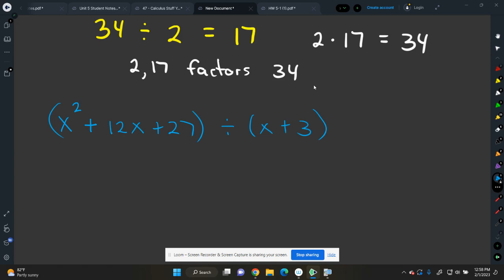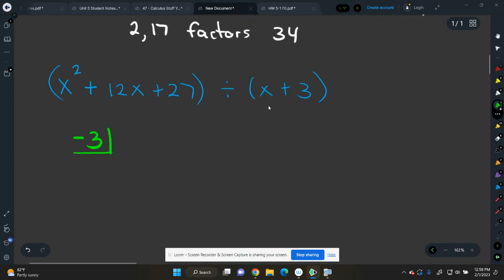Okay, here we go. All right. So what goes in the little box? -3. Okay. Now we're looking at the coefficients in front. The coefficients, those are the numbers in front of the x's. Right? So we have a 1, we have a 12, and we have a 27. The numbers in front of the x's, okay?